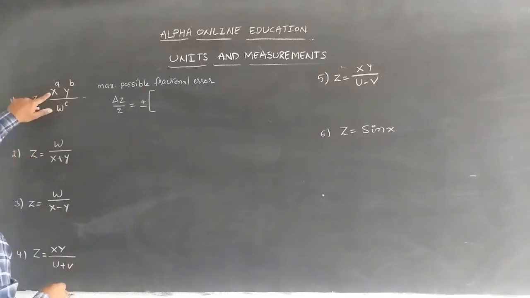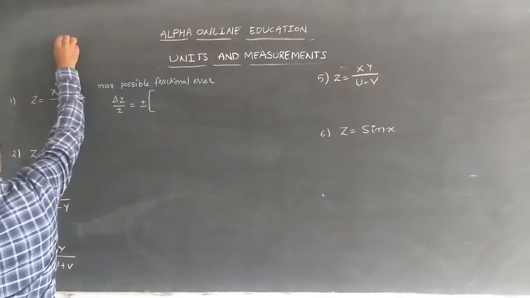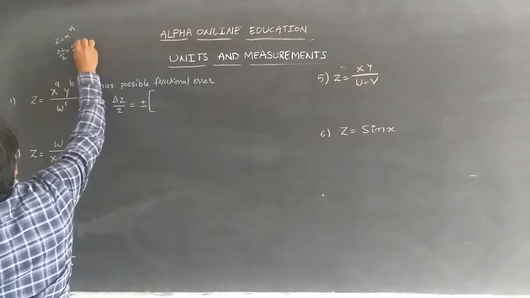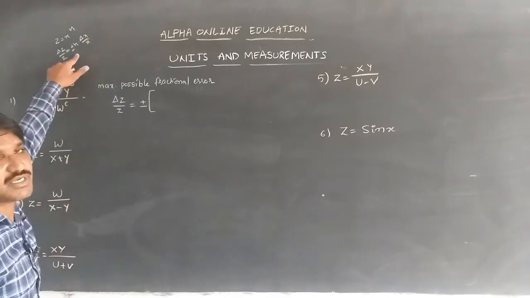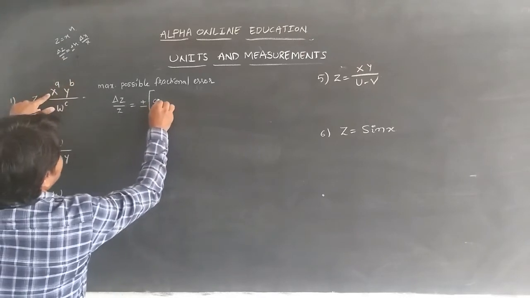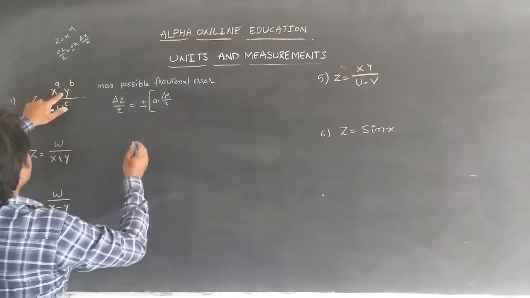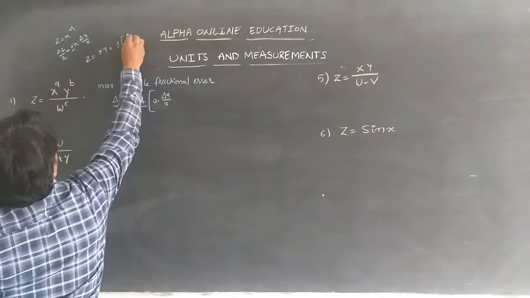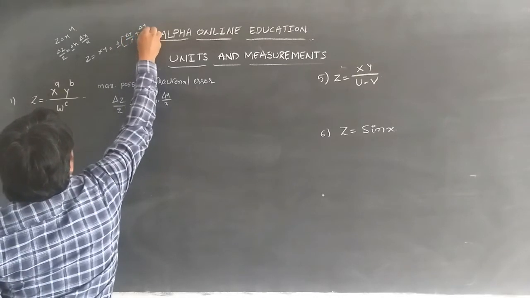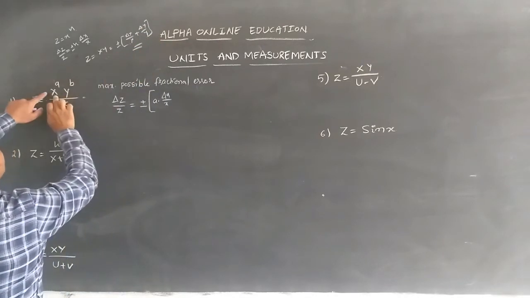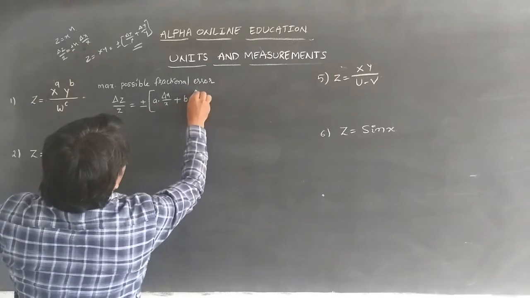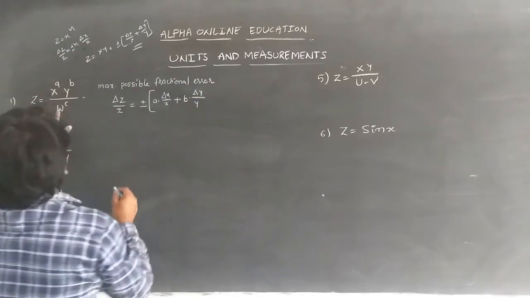Here we can write the absolute error of x, the fractional error, as delta x by x. Whenever z is equal to x power n, we know that delta z by z is equal to plus or minus n into delta x by x. We have derived this equation. So for x power a, we write a into delta x by x. Next, in the case of multiplication, z is equal to xy, we write plus or minus of delta x by x plus delta y by y. Since x and y are both multiplied, it is plus. In the case of y power b, we write b into delta y by y. Here we have the equation also.